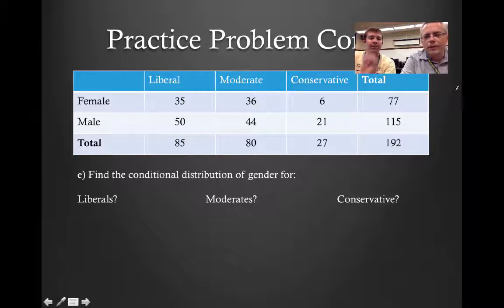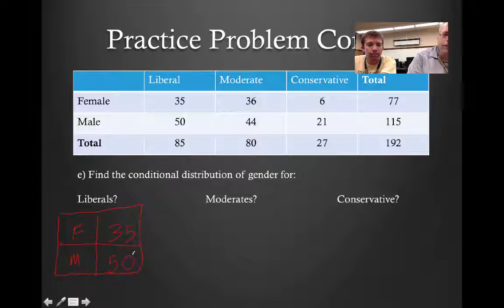We can go the other way. So this time we're going to find the conditional distribution for gender. And the first condition is liberal. So we need to write the categories for gender. We got females and we have males. Females, it's the first column. For the liberals, 35 and 50. And the total for those is 85. So 35 divided by 85. About 41.2% of females are liberal.